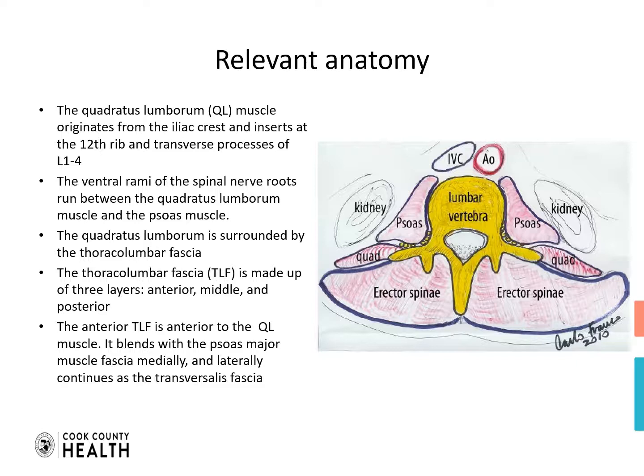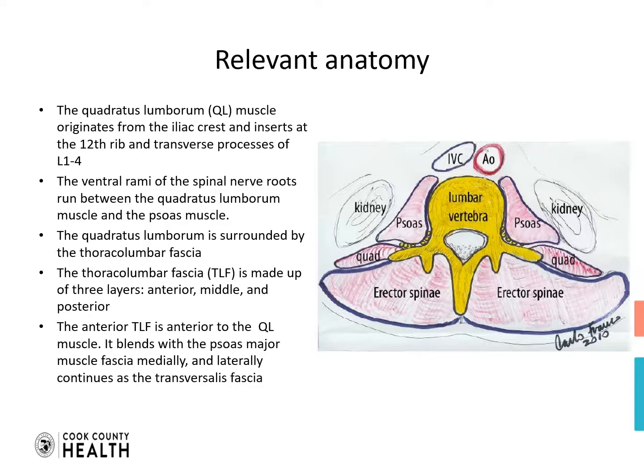Relevant anatomy. The quadratus lumborum muscle originates from the iliac crest and inserts at the 12th rib and transverse processes of L1 to 4. The ventral rami of the spinal nerve roots run between the quadratus lumborum muscle and the psoas muscle. The quadratus lumborum is surrounded by the thoracolumbar fascia.